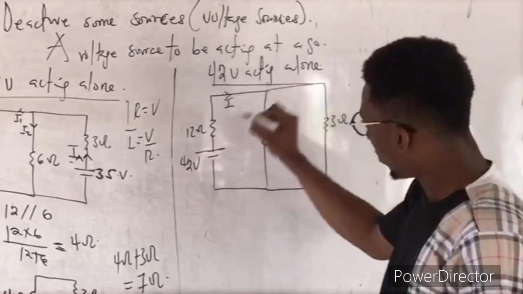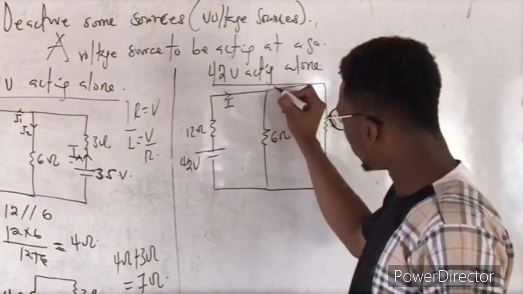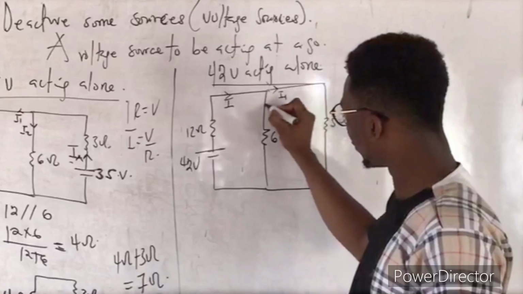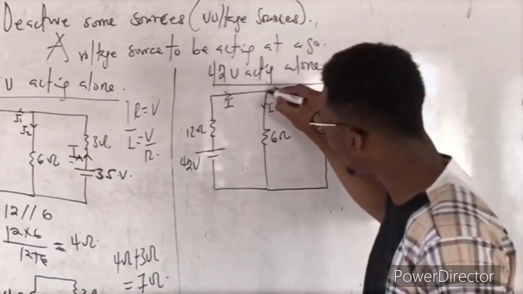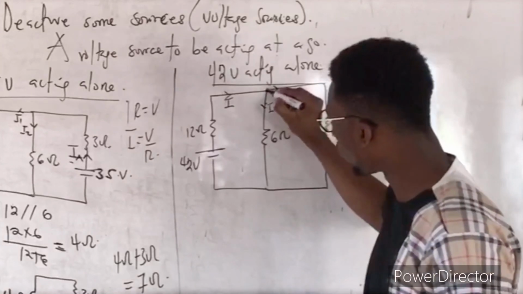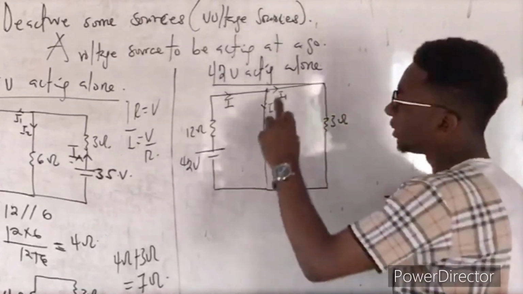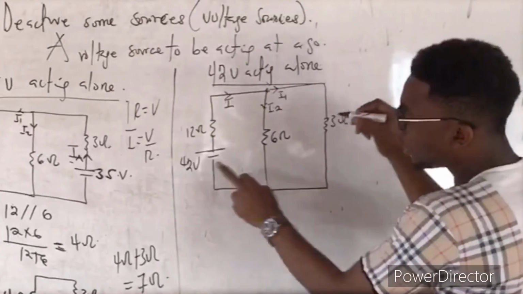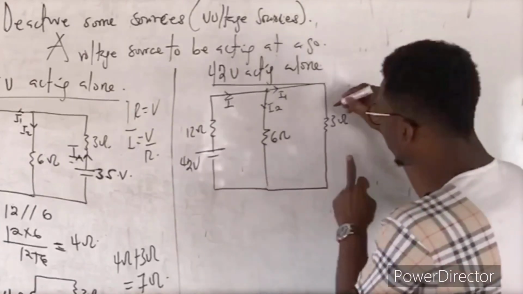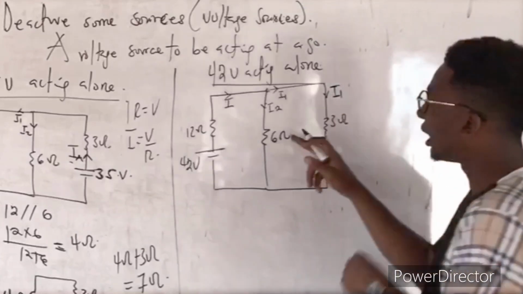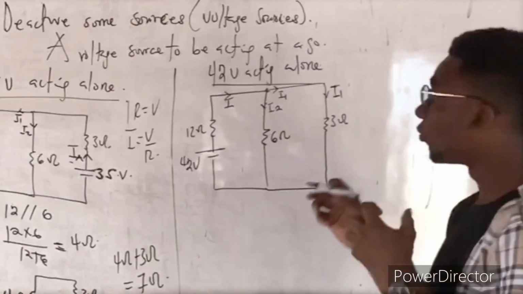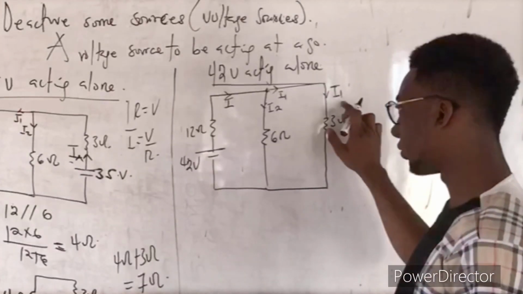Now, when this current gets here, this current is split into, let's say, I1 and I2 at this very junction or node. So when the current splits at this junction, the amount of current produced by the 42 volts that will pass through this 3 ohm resistor is I1. So now our focus here is to find I1. How do we find I1?